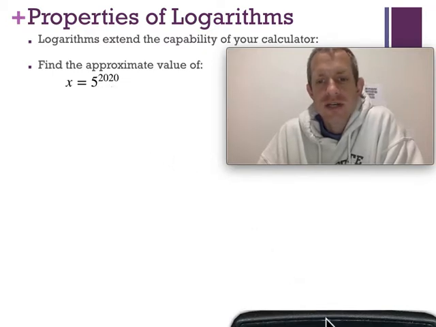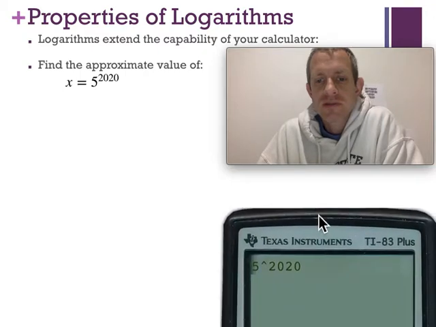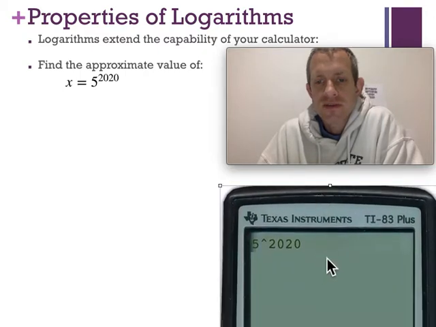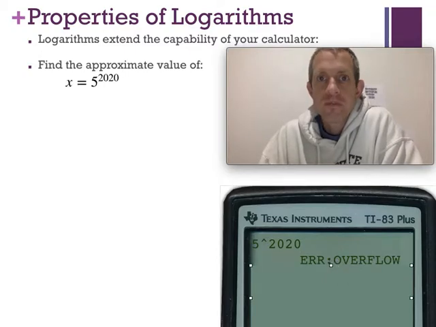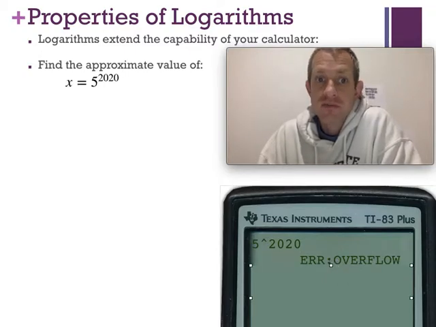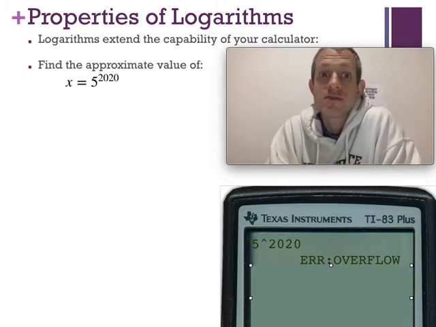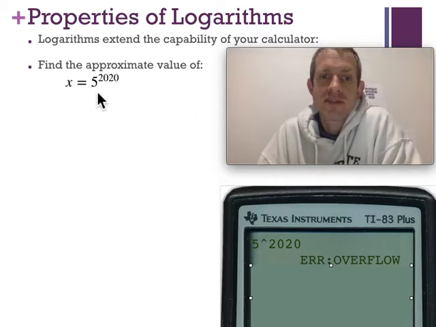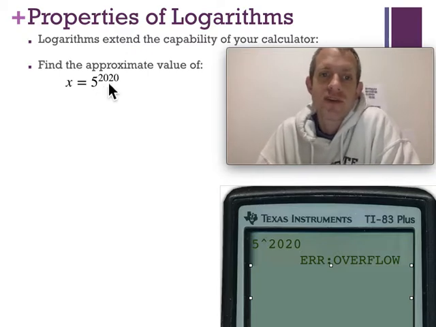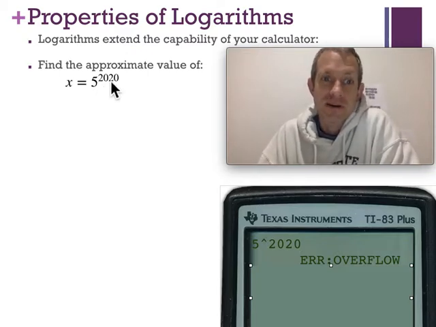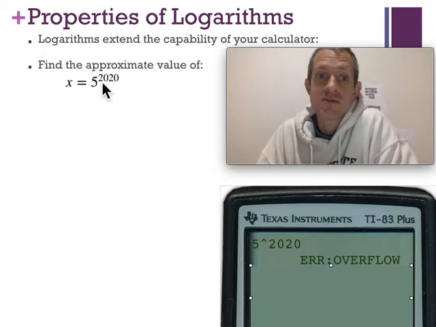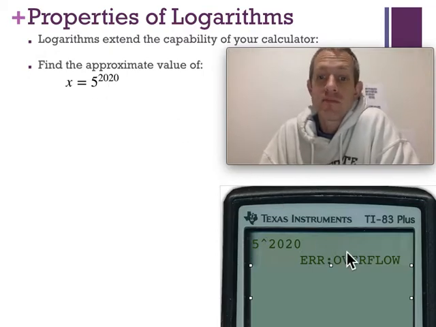That one, if you try typing it into a calculator, this is what you're going to see. 5 to the 2020th, error, overflow. It's too big for it to handle. And so how can we get an answer? Because there is an answer, right? I mean, 5 to the second has an answer, it's 25. 5 to the 20th has an answer, it's a little bigger. I don't know that one, but it has an answer. Certainly this has an answer. It shouldn't be undefined or anything like that.